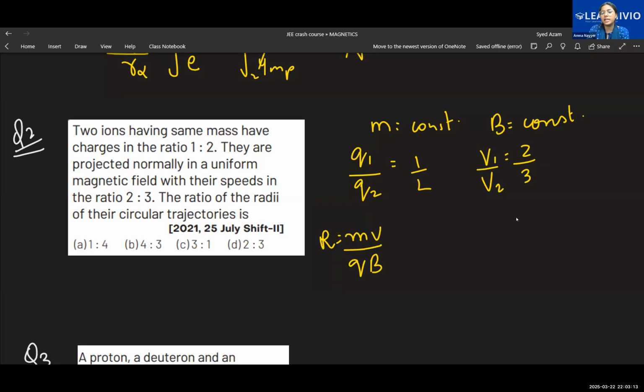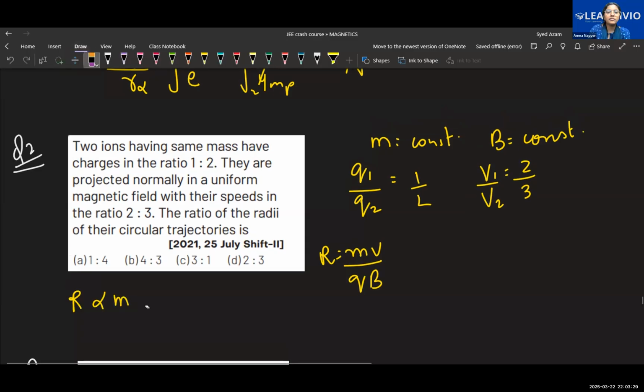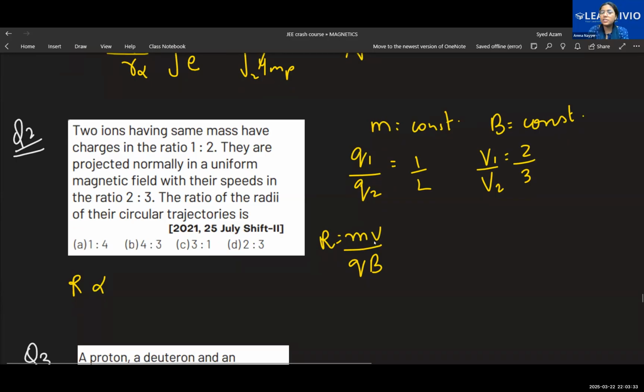Now from this, Meera, you tell me what all things are constant? Magnetic field is constant and mass is constant. Yes. So basically, radius is only depending on the velocity of this ion and the charge it is holding. So it is V by Q.